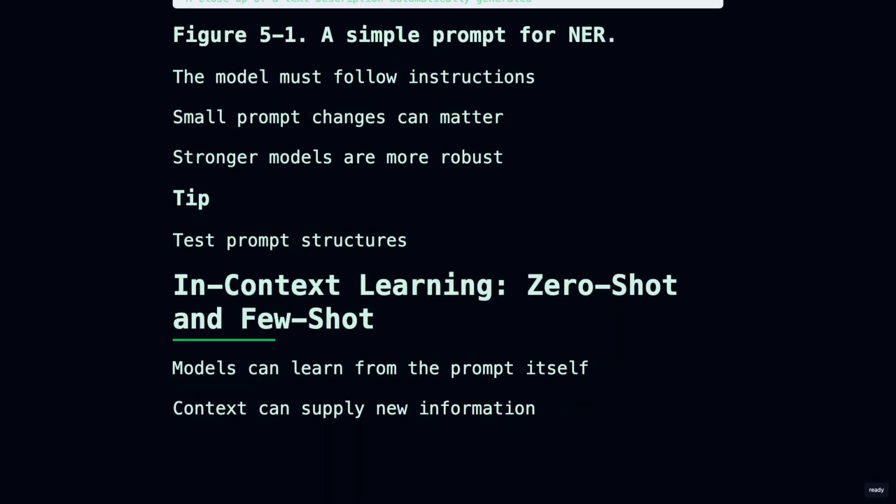That makes prompts a way to keep a model useful after its training data gets stale. If the model's knowledge is out of date, you can place the latest information directly in context and let it answer from that instead of retraining it.